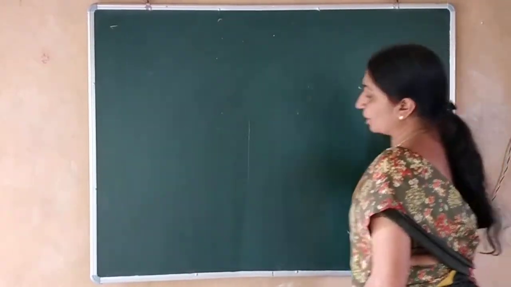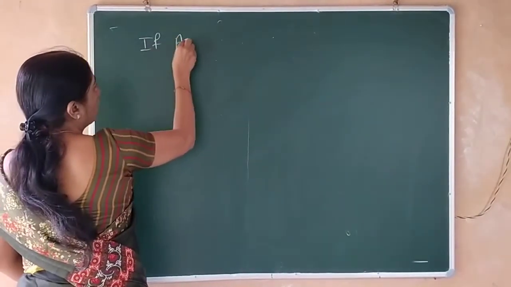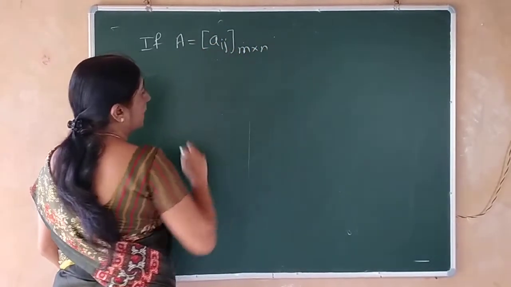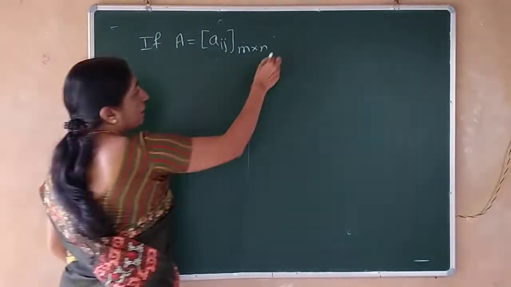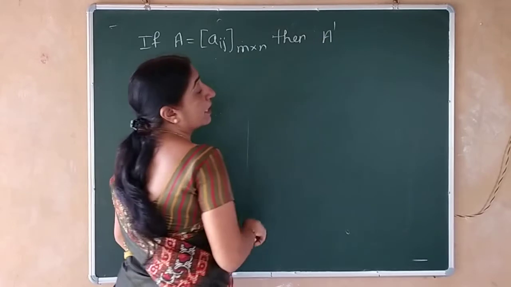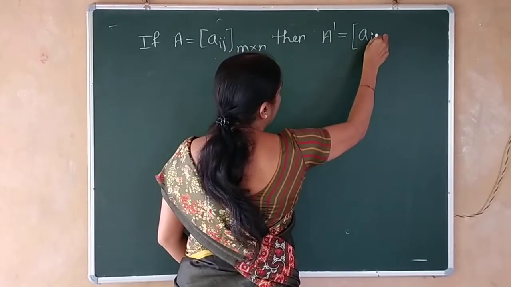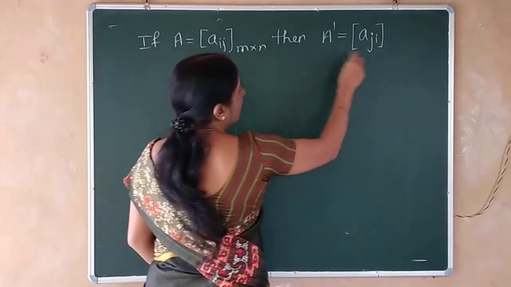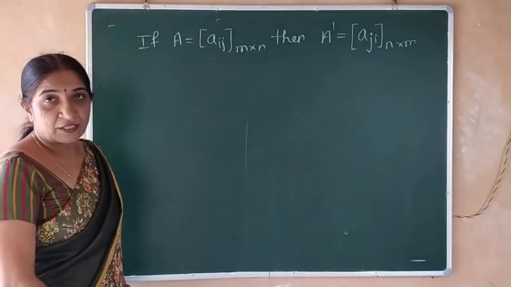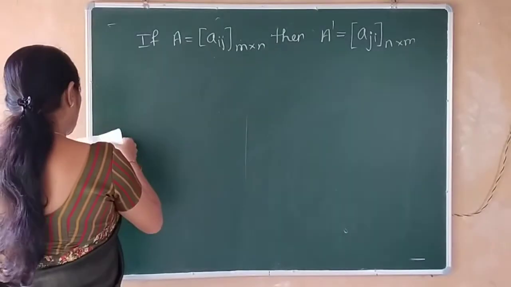Then the question comes, how to write in general. So here, if A is equal to [aij] is a matrix of order m by n, and you know that transpose means you are interchanging. It is denoted by A dash, and the row changes to column, column changes to row. Instead of m by n, you are writing n by m. The order will be interchanged. Is it clear? Now I am giving you the properties of transpose of the matrix.